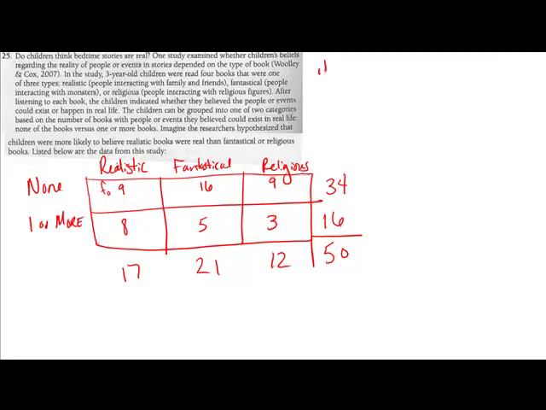So what's our null hypothesis? Our null hypothesis says that the variables are independent, so there's no relationship between the 2 variables. The alternative hypothesis says that the 2 variables are not independent, so that there is a relationship.